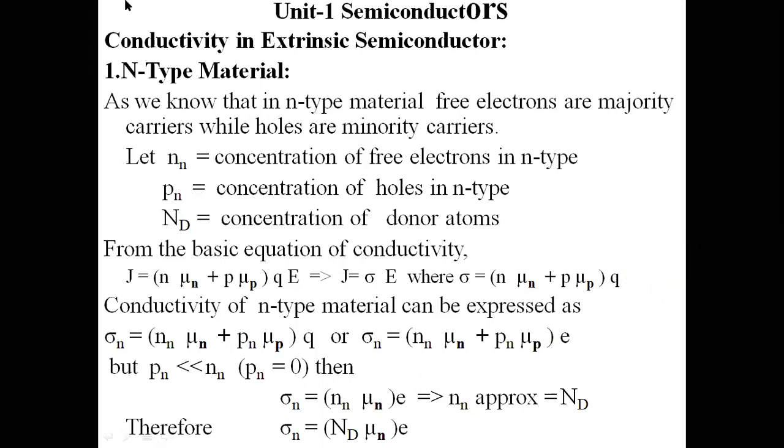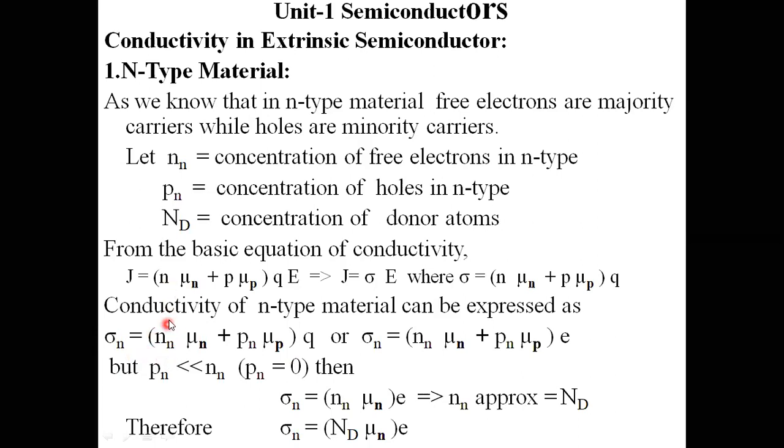Here I am applying this conductivity equation to n-type semiconductor material. I am taking the same equation, but the suffix notation is different. The conductivity of n-type semiconductor material is expressed as sigma suffix small n, since I am representing conductivity with respect to n-type semiconductor material, that is equal to nn.